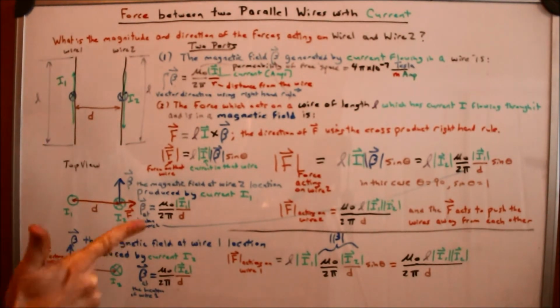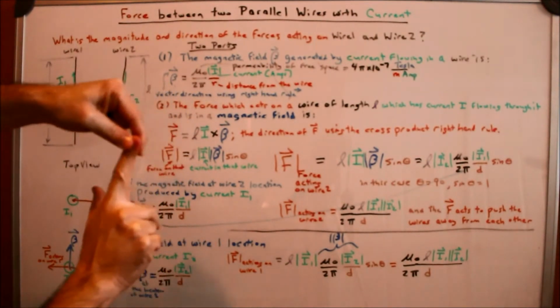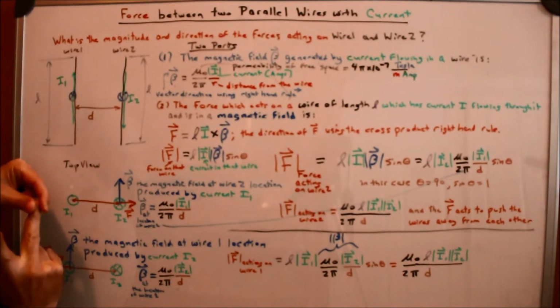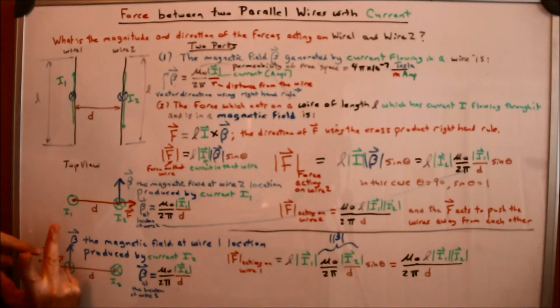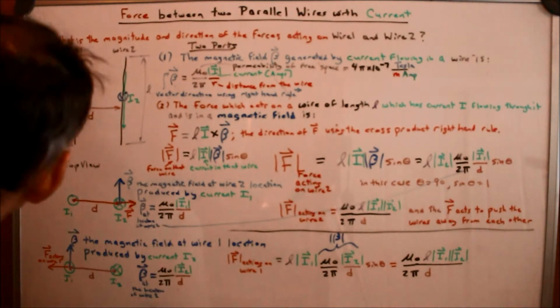Or I can use my other rule. The first term in the cross product is I, so use this finger and point in the direction of I, which is out of the board. This vector points in the direction of the magnetic field, your middle finger, and the force is out. So you can see these two wires are repelling each other.